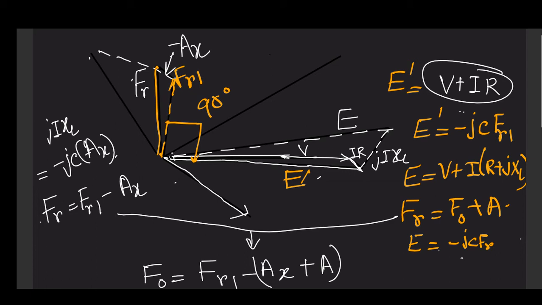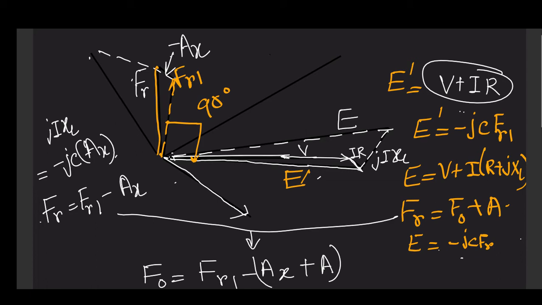Basically here, what physical EMF we are replacing by a virtual MMF, that is FR1. E dash is a physical EMF and it is getting replaced by a virtual MMF FR1. In reality FR1 does not exist. In reality what exists is FR.